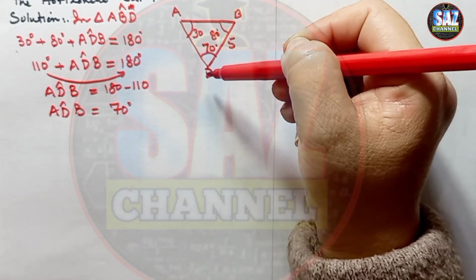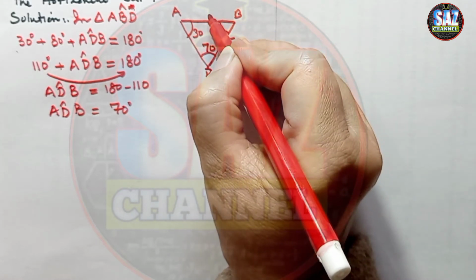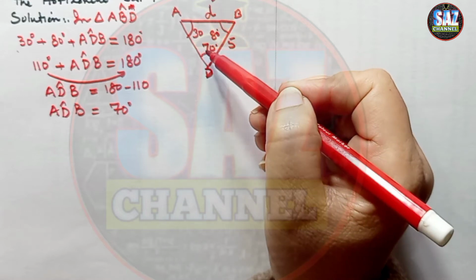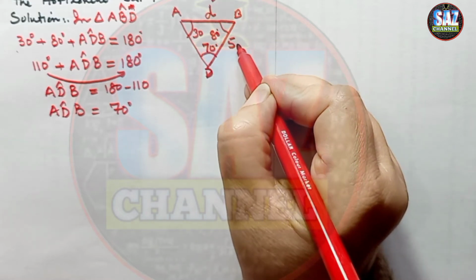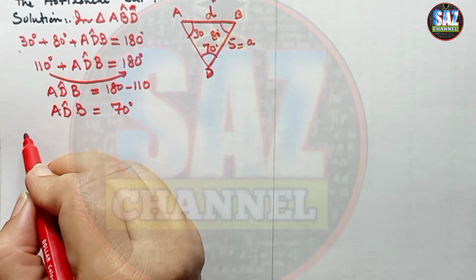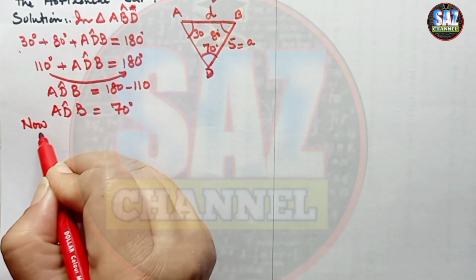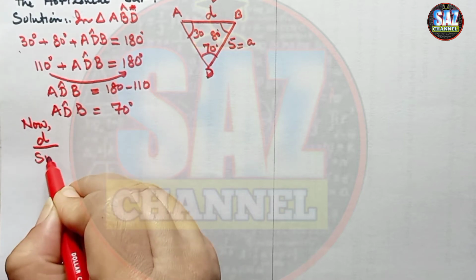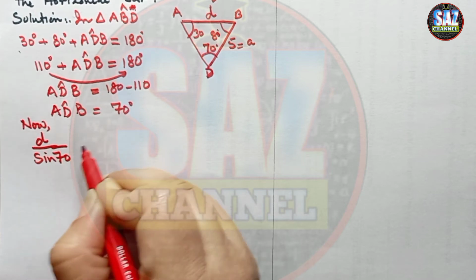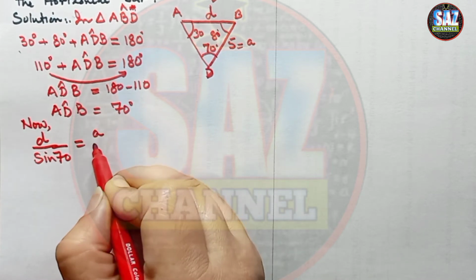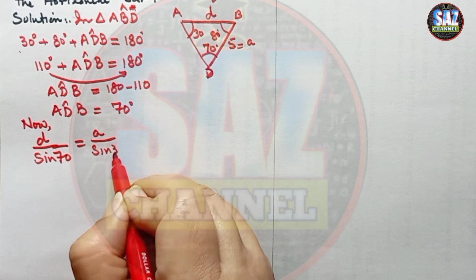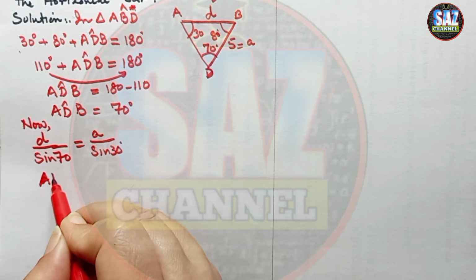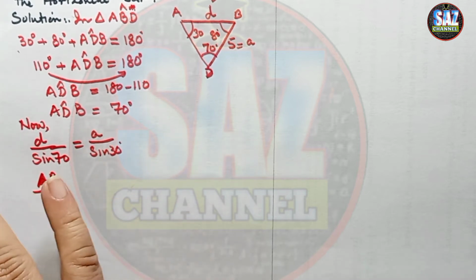And now what is the requirement of the question? Distance between AB. AB is the side in front of D, so I will be applying the sine law. D upon sine 70 degrees equals A upon sine 30 degrees.